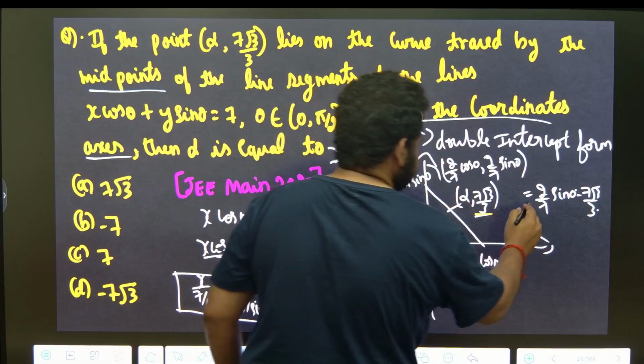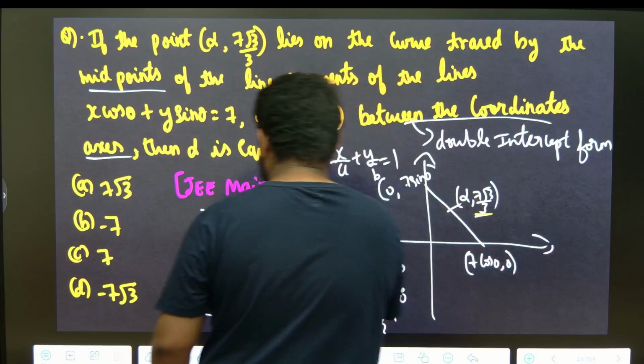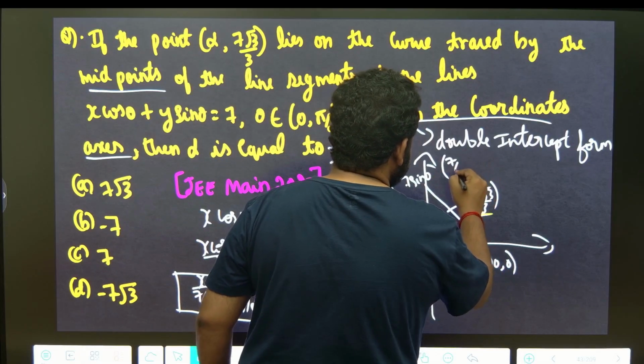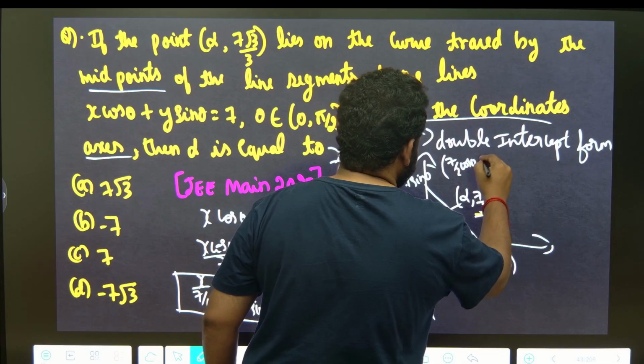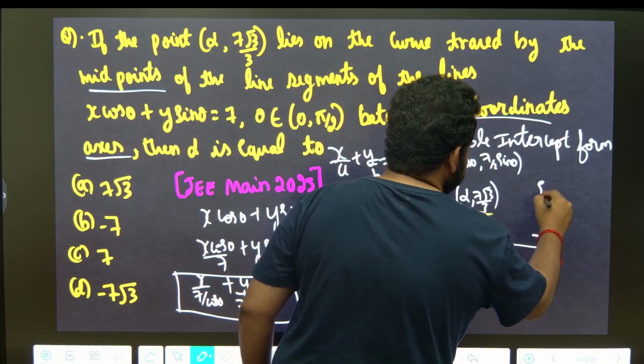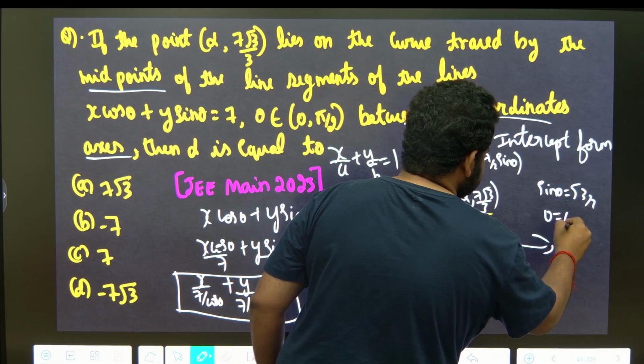No, this is perfect itself, no problem. What we had is correct. So this will become equal to 7 by 2 cos theta. This will be 7 by 2 sin theta. If I solve this, I will get sin theta is equal to root 3 by 2. I will get theta is equal to 60 degrees.